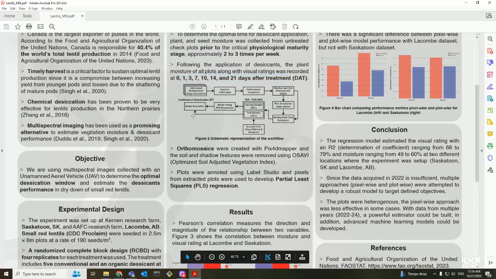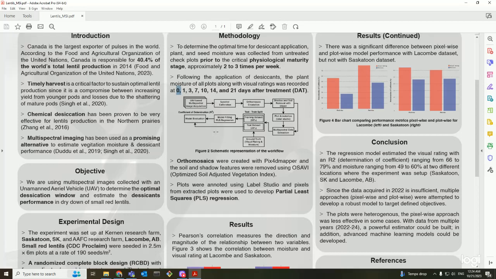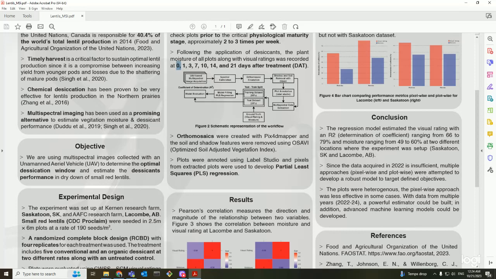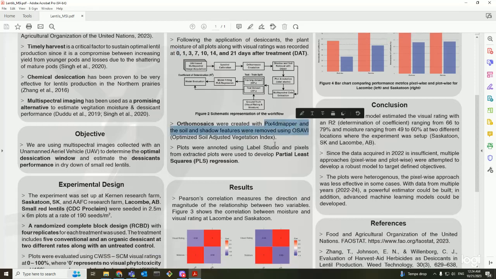On the day of or just before spraying, we collect a data set which will be our baseline, and following that 1, 3, 7, 10, 14 and 21 days after treatment. After getting our images, we create an orthomosaic using Pix4D Mapper, and we use OpenCV for soil removal.